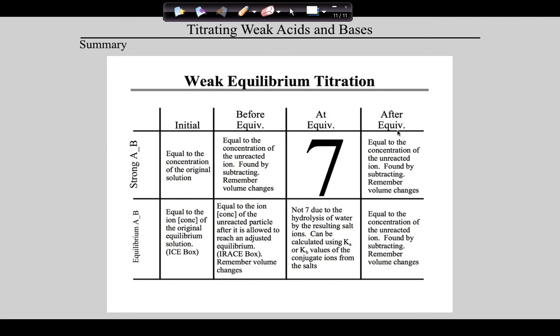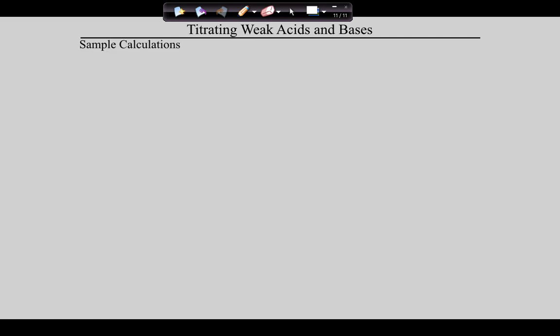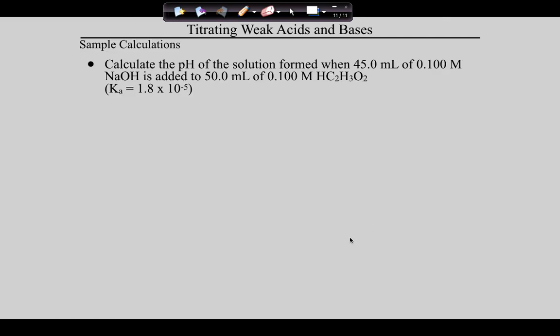You guys good? Because now we're going to solve a few of these. I keep looking at my watch. Yeah, we got time. You ready to solve a couple? Okay, so here we go. All right. So guys, it says calculate, and this is again our same 0.1 molar solutions, 50 milliliters. We're starting with 50 milliliters of acetic acid.